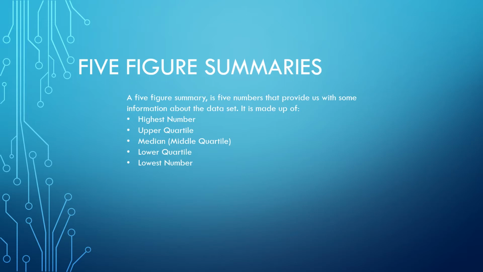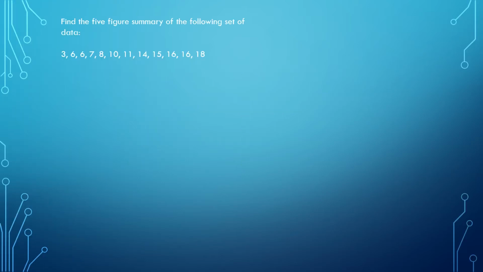And so we like to make a list, we don't like to have to write it out, so we often just shorten those things. So we've got H, Q3, M, Q1, and L. So let's have a look at an example then. So we want to find the 5-figure summary of the following set of data.